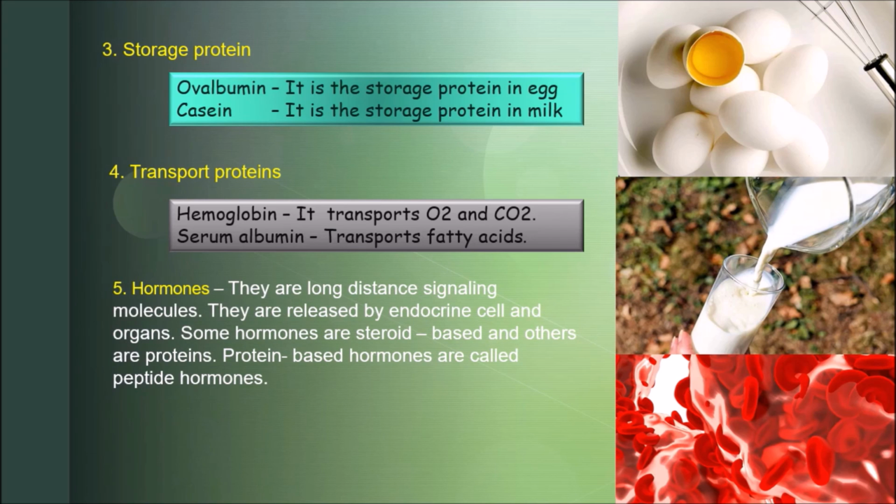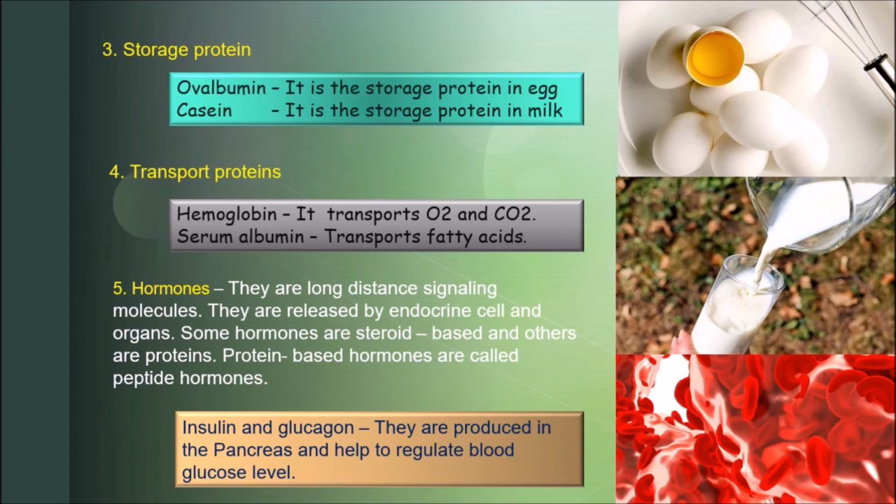Hormones. They are long-distance signaling compounds and they are released to the blood by endocrine cells and organs. Hormones control various processes and functions in the body. Sometimes hormones are steroid-based and others are proteins. Protein-based hormones are called peptide hormones. Examples: insulin and glucagon. They are produced in the pancreas and help to regulate blood glucose level.